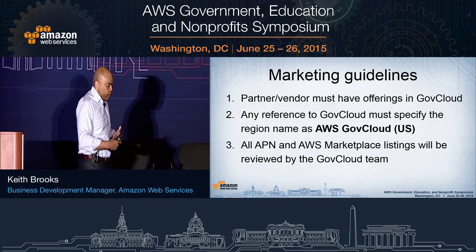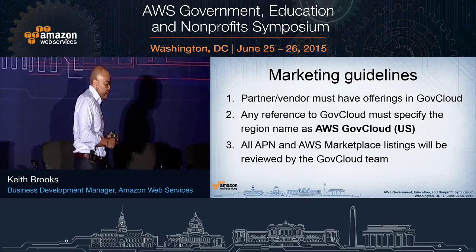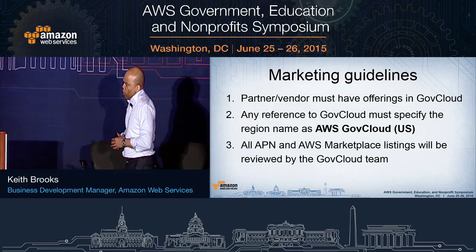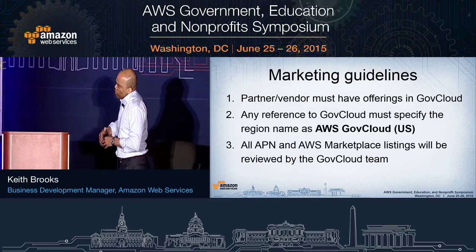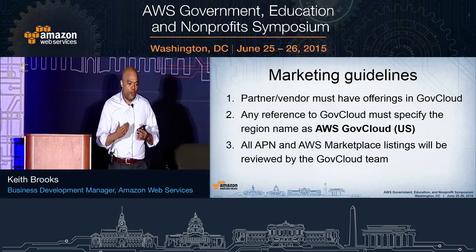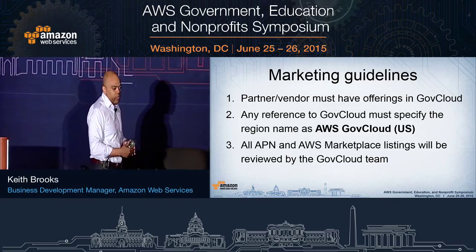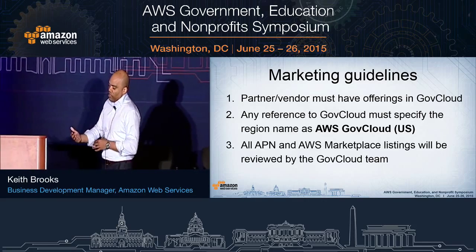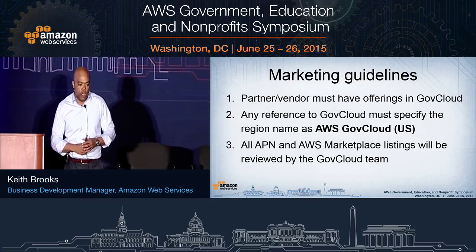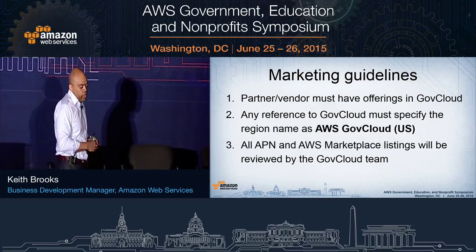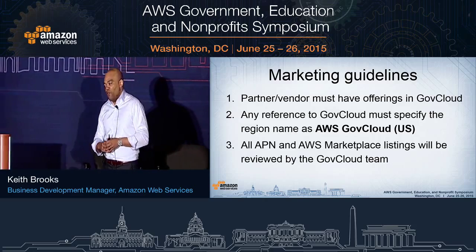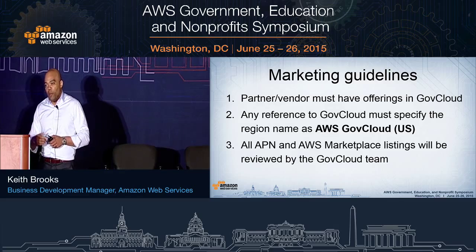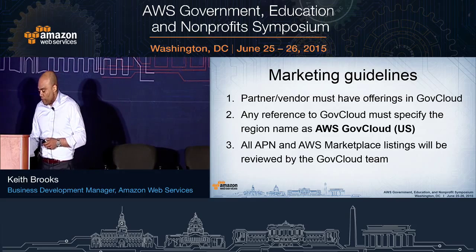So from a marketing standpoint, there are also a few guidelines that we put in place to control how messaging is conducted in regards to GovCloud. First and foremost, before you can market that you have offerings in the region, you actually have to have an offering in the GovCloud region, right? So we don't want technology vendors saying that they have a presence in GovCloud when in fact they don't have products available. That results in a bad customer experience. So before you can market the fact that you have software products in GovCloud, we want to verify that you do actually have a GovCloud account and those AMIs or a SaaS offering is actually available to customers.